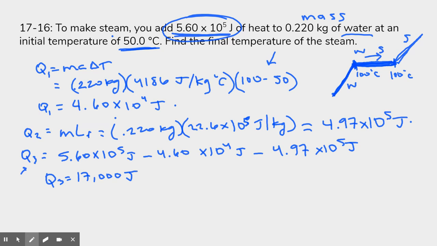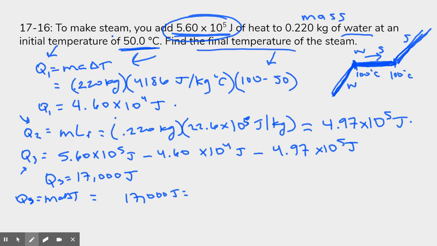Okay, so now that we have this, we can go back to using this first equation because we've started back on this curve. So when we're on this part and this part, we can use Q equals MCΔT, but when we're on this flat part, we have to use the formula for latent heat. So we have our final amount, and that's going to be Q3 equals MCΔT. Okay, so let's plug in. We have 17,000 joules, and that's equal to MCΔT. Okay, so we want to know the final temperature, so we need to find that ΔT value.